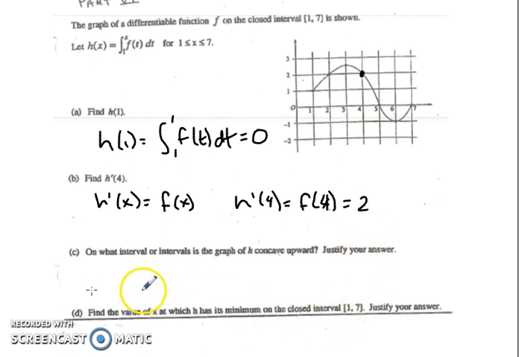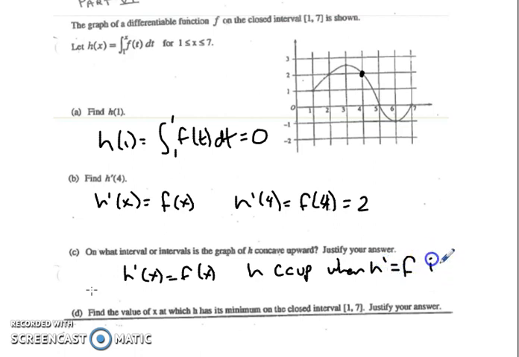So now, on what interval or intervals is the graph of h concave up? Well, we know that h prime of x equals f of x. So h is going to be concave up when its derivative, h prime equals f, is increasing. So I need to come over to my graph and figure out on what intervals my function f is increasing. That's here and here. So that will give me the intervals from 1 to 3, union 6 to 7.